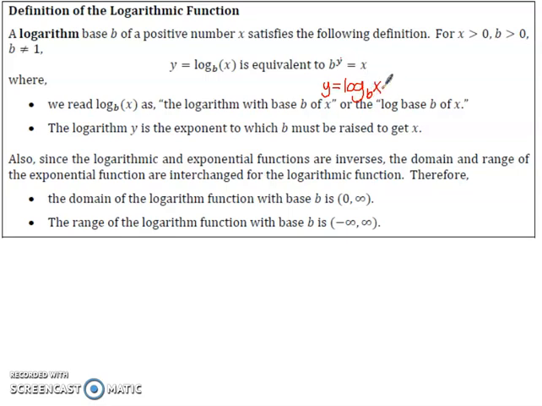Now this log base b of x cannot be separated. It is one component, so we can't divide by x because it's not multiplication. This log is a function, and x is the input of that function. Just like when we have f of x, this is not multiplication. This is saying that we are inputting x to our function, so we read it as the function of x. We read this very similarly, log of x. And the b tells you what you are raising to the power of y. So b and x cannot be separated from your log function.